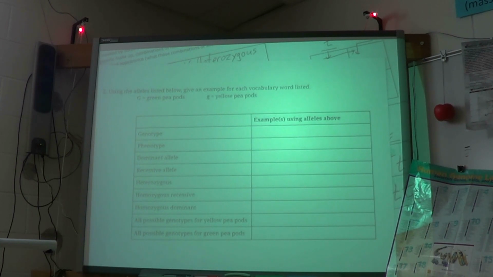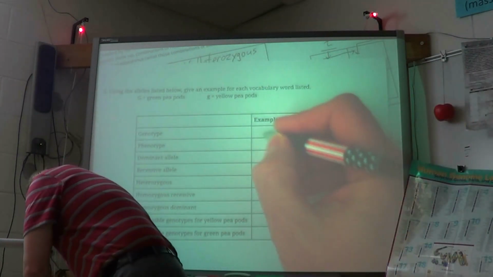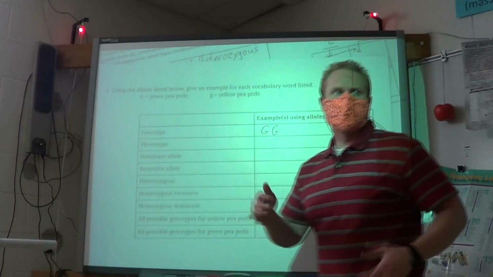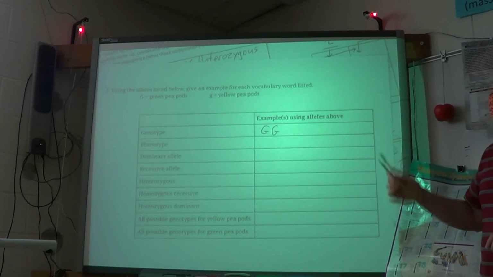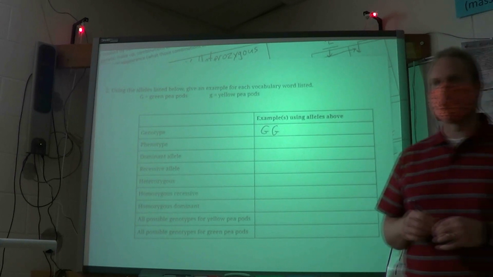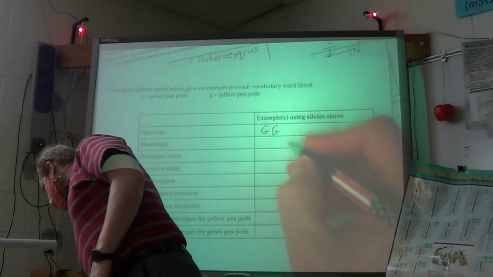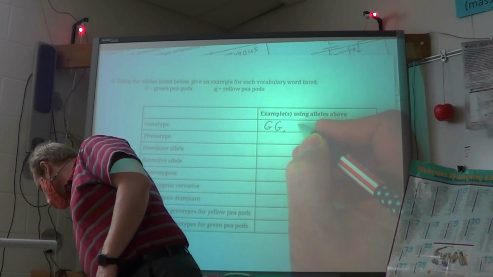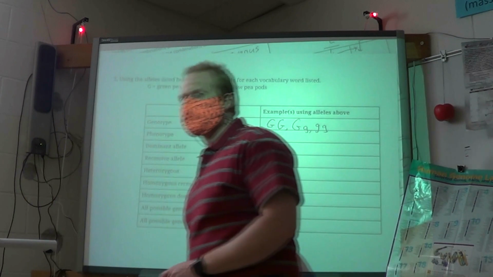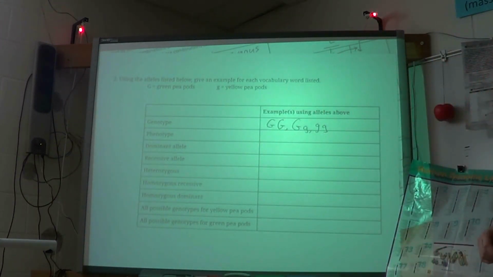Big or little? Big G. Big G, is that what you? Oh yeah, big G. Okay, big G, big G. Okay, and we do need to clarify whether it's bigs or littles, I say big versus little instead of upper and lower, but it's the same idea. So big G is an example of a genotype. Are there any other possible genotypes that we could come up with? Big G, little g. And last is little g, little g. Those are the 3 different letter combinations that we could come up with using big G's and little g's.